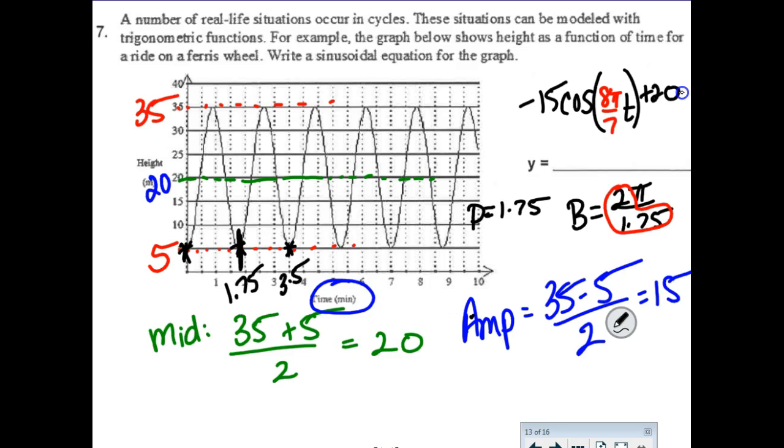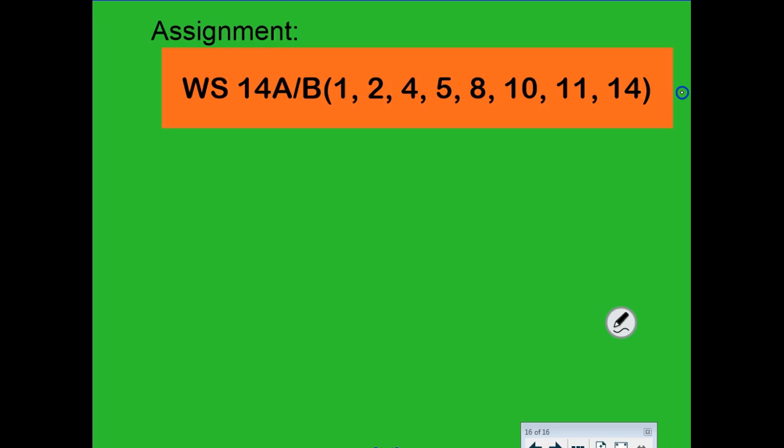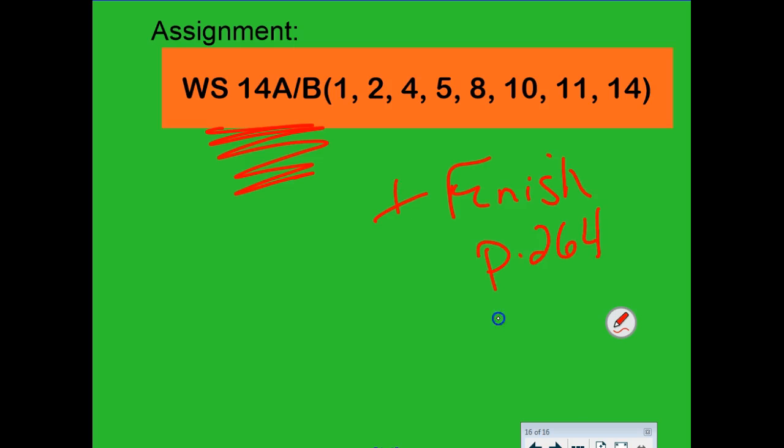All right, fun time. So you guys can now complete your bookwork with the sinusoidal regression business. And then, I don't know if this is the right assignment, so hold on, don't copy that. Oh, I think it is. 1, 2, 4, 5, 8, 10, 11, 14. All right, this is worksheet 14, which is the next worksheet. Obviously, it's more writing equations. And you're going to finish page 264. Numbers 20 and 22 are the ones you haven't done yet.